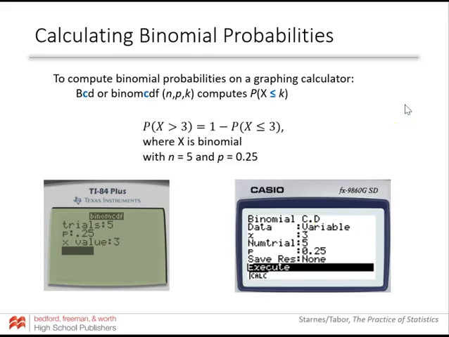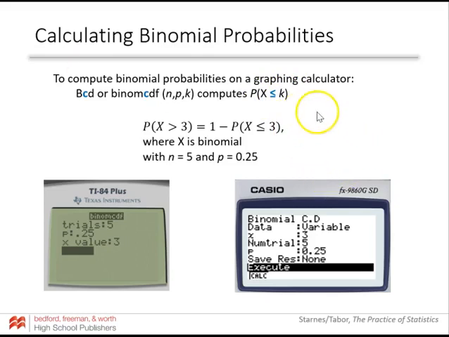Something that is important to know: anytime we want greater than, less than, whatever, something that's not an exact value for X, we're going to use BCD, or binomial CDF. Whatever number you put in for X, the calculator is going to find the probability that X is less than or equal to that number.